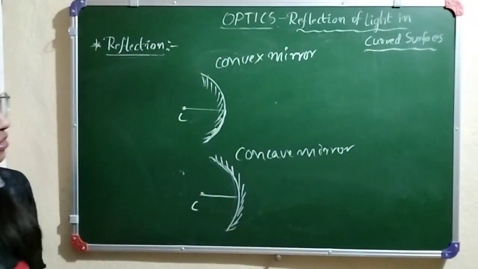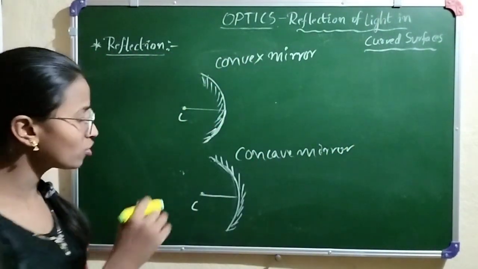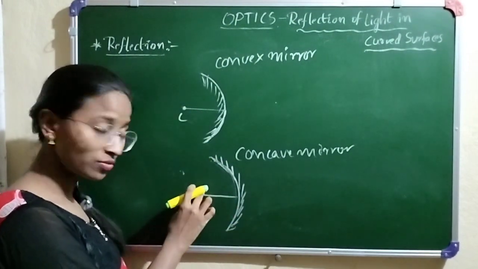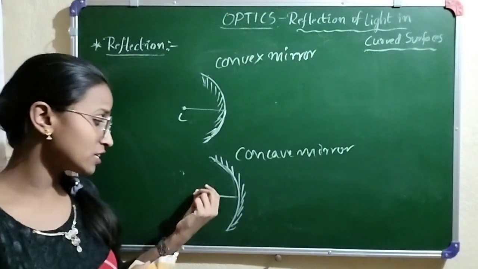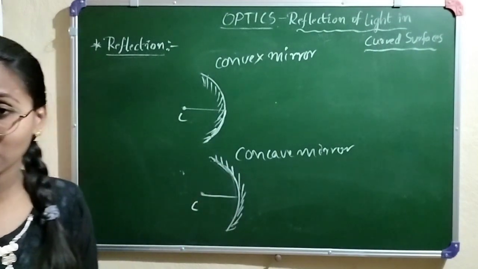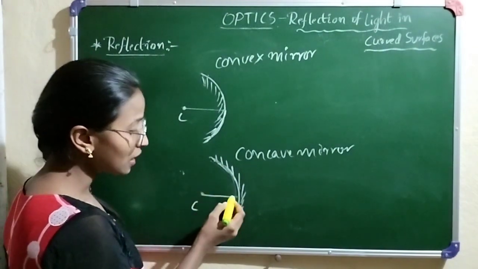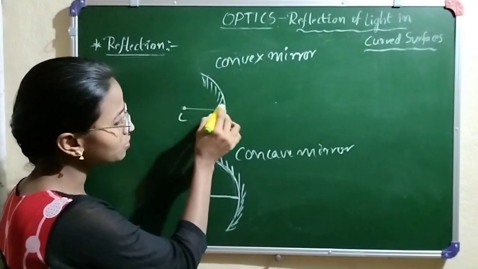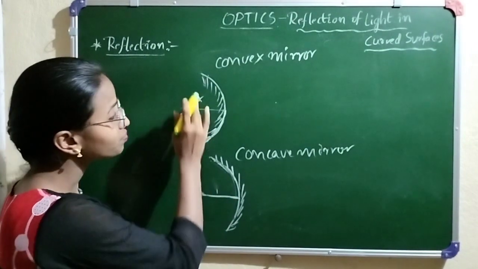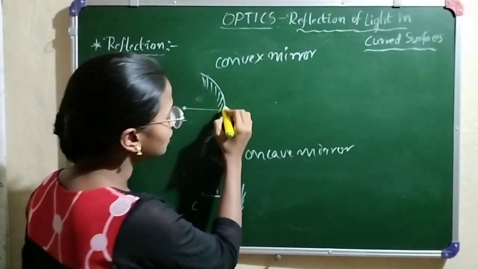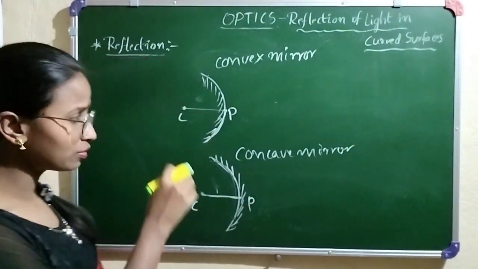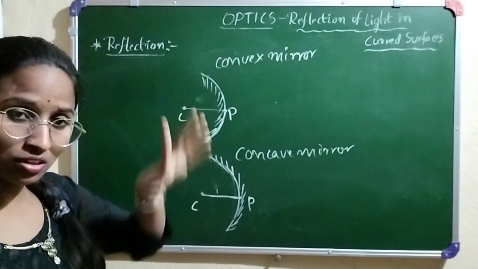In a concave mirror or convex mirror, some points are common. The center of curvature is common. What is the center of curvature? It is the center of the sphere from which the spherical mirror is taken. The distance from the center of curvature to the mirror, as you already know, is the radius of curvature, r. Next, the middle point of the mirror we call the pole.